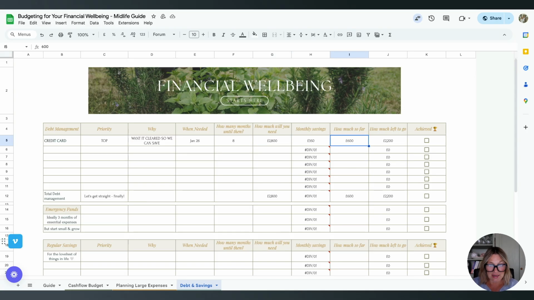It's not going to impact anything else. None of this populates with anything else because it's just a planning tab. And it will say to me how much I've got left to go. So £600. Okay, so now I've done £1,000. It's now going to change it for me to say, right, you've got £1,800 left to go.